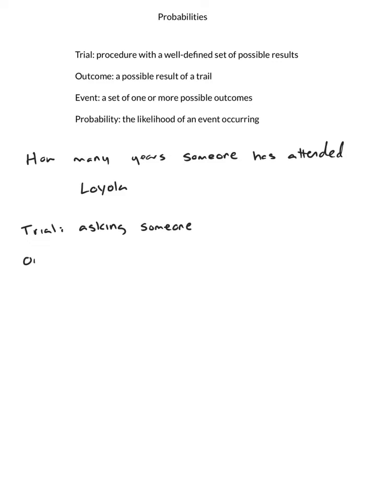The outcomes would be, they could say, well, I've been here no years. I might have been here 1 year. Maybe I've been here 2, 3, 4. Maybe someone's actually been here 5 years. So these would be our possible outcomes. That is the possible results people give us. Now, if I put little braces around this here, it's a list of all possible outcomes, and this is what we call a sample space. So sample space is a list of all the different possible outcomes.